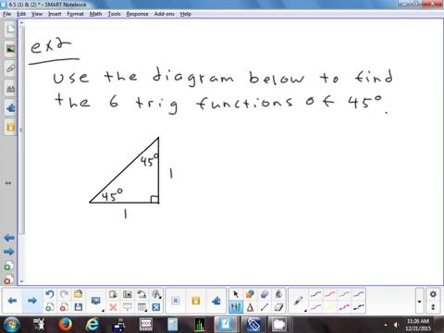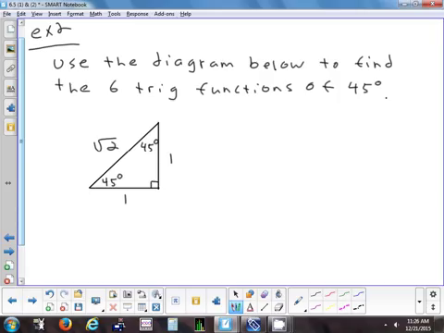All right, so let's take a look and see if we can figure out the 6 trig functions for a 45, 45, 90. And because it's a 45, 45, 90, that's isosceles. So 2 sides are the same. I could scale this triangle as big or as small as I want. Does the size matter? No. I just picked ones because those are easy numbers to work with. So what's my hypotenuse here? Square root of 2.